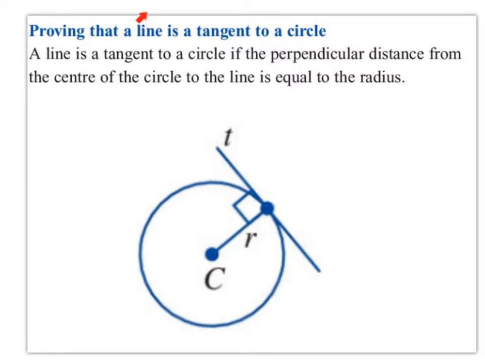Proving that a line is a tangent to a circle. A line is a tangent to a circle if the perpendicular distance from the centre of the circle to the line is equal to the radius.